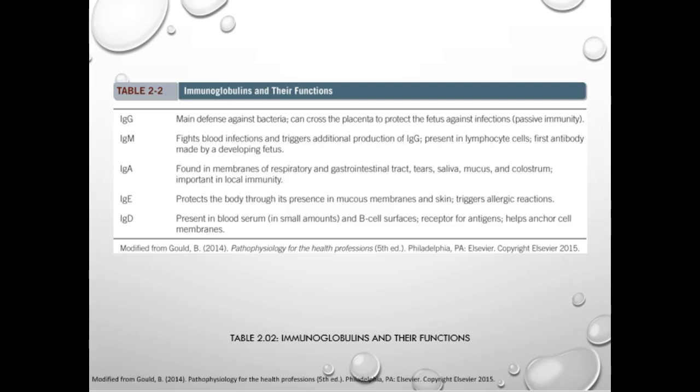Okay, so I'm not going to make you memorize from this list. I have other immunoglobulins listed in the rest of the lecture. Let's learn them one by one. But from this slide, I want you to know G is the main one against bacteria. E is the one with allergic reactions.